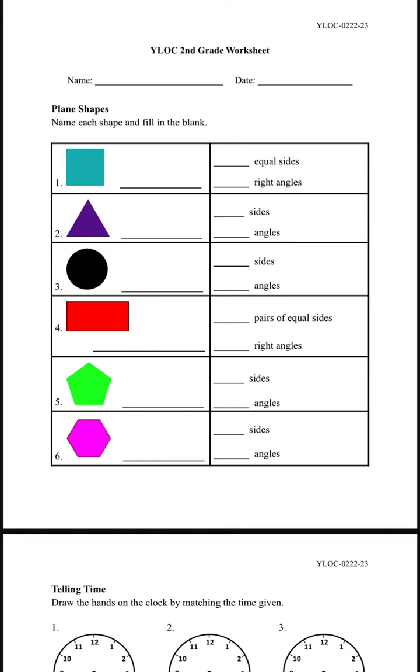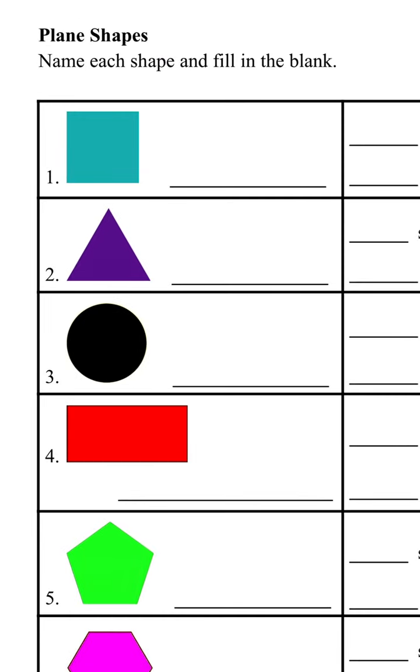Hi, this is second grade lesson 23, and today we're working on plane shapes. Name each shape and fill in the blank. So for number 1, we have this one over here, and it is a square.